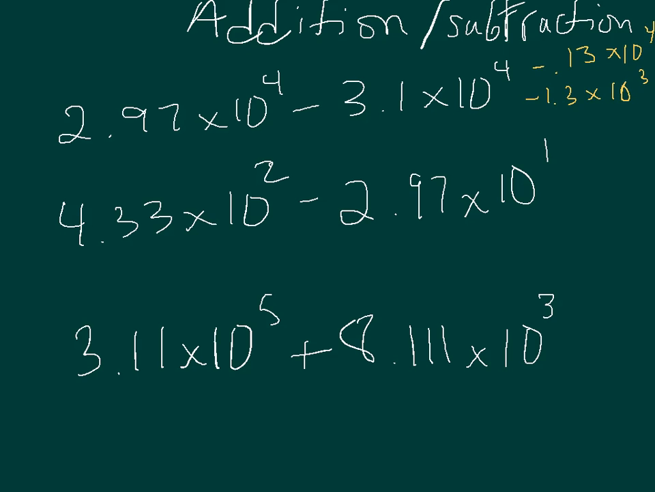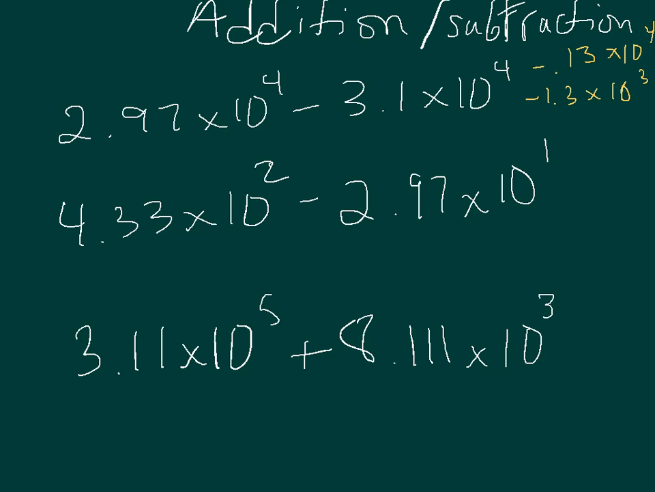Okay, let's do the next one. We got 4.33, but here we have an issue. Now this 10 to the 1st is a big problem for us because we really want it to be 10 to the 2nd, or we want this 10 to the 2nd to be the same as 10 to the 1st. It doesn't really matter which one you manipulate. What you can do, let's just go ahead and make the second number, the 2.97, 10 to the second.